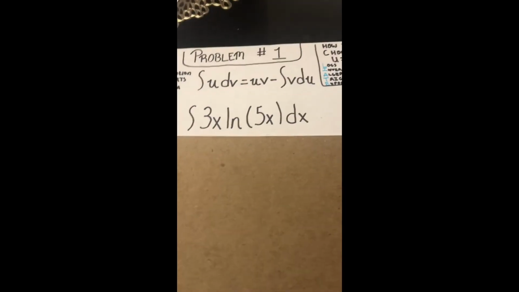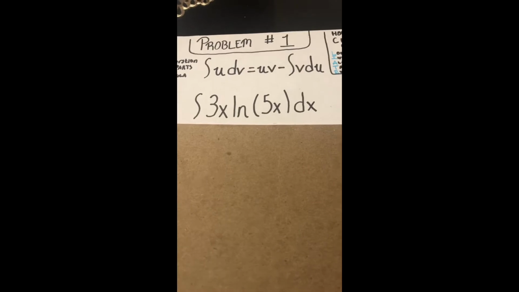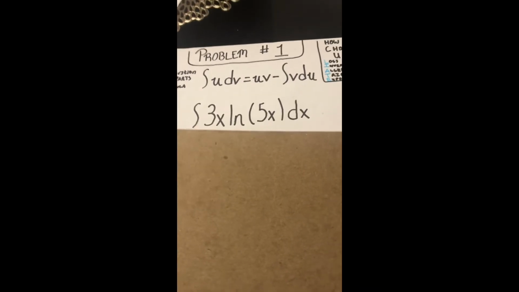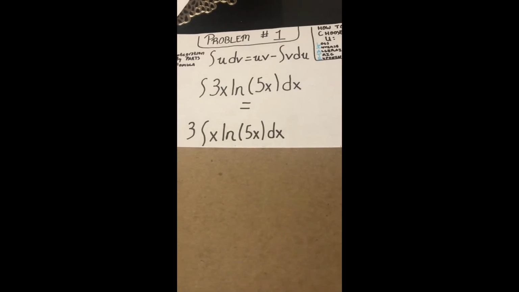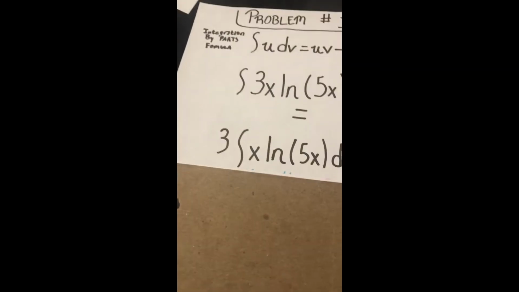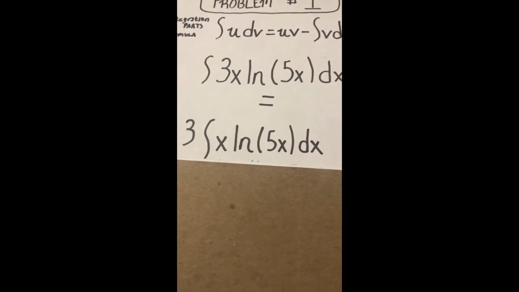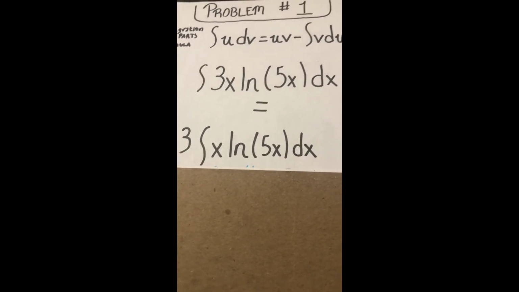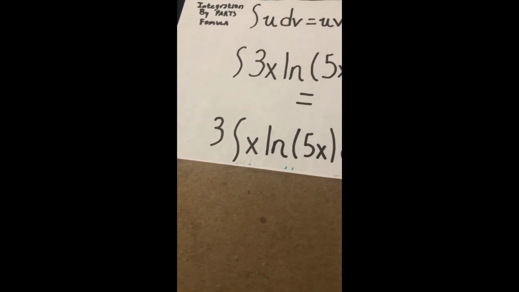So the equation that I'm going to be using as an example today is the integral of 3x ln of 5x. The first thing that I did was I applied the constant multiple rule and I took out that 3. So I just set the 3 outside of the integral, and then we were left with the integral of x ln of 5x dx. But don't forget about that 3 out there because that's still a part of the equation that we're going to use.